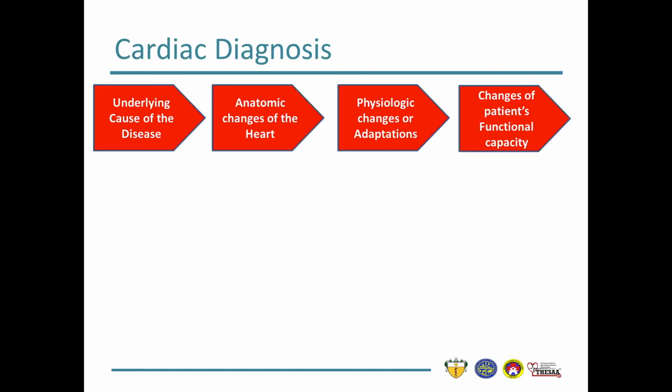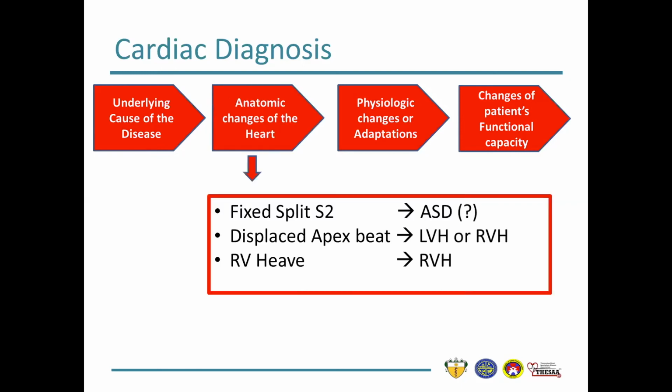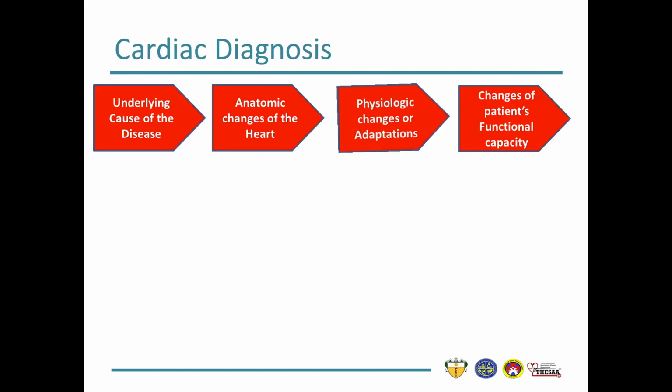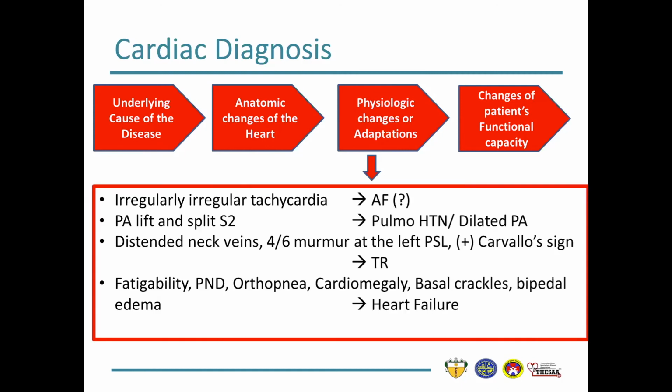Now let's look at the anatomic changes of the heart. The patient has a fixed split S2 that may point to an atrial septal defect. She has a displaced apex beat that may point to left ventricular hypertrophy or right ventricular hypertrophy. This patient has an RV heave that may point to right ventricular hypertrophy. Physiologic changes or adaptations would include the following. This patient has an irregular tachycardia that may signify the presence of atrial fibrillation.